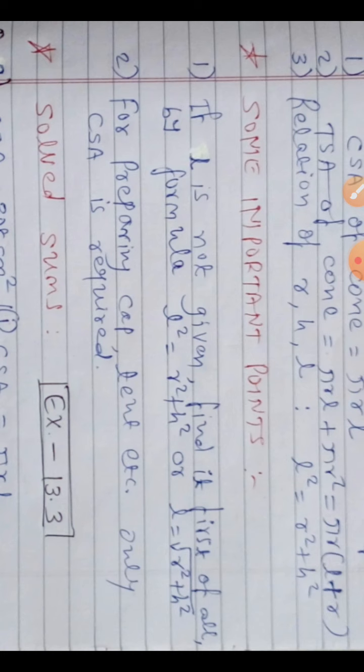Now, for preparing a cap, tent, etc., only CSA is required. If you are going to prepare any conical cap or conical tent, at that time only CSA is needed. Why? The bottom side is always open, and whenever you prepare a tent, the material, whether it is cloth or whatever, is not used on the ground. So in this case only CSA is required. If they do not clarify what to find, we have to understand that we have to find CSA only. That is important.